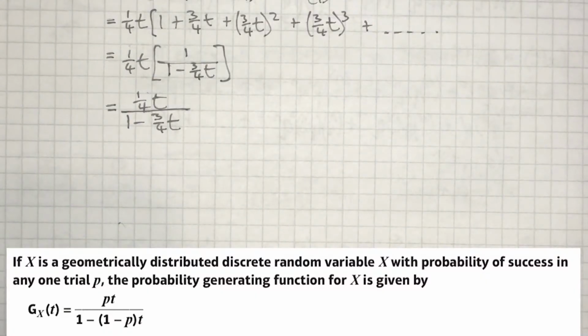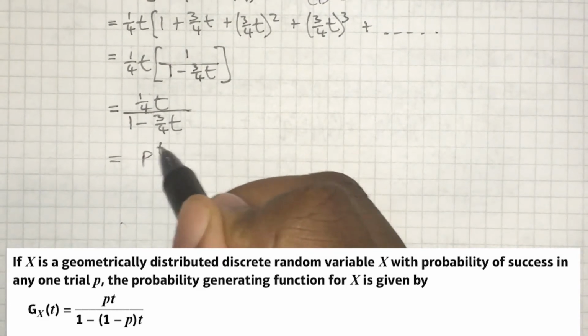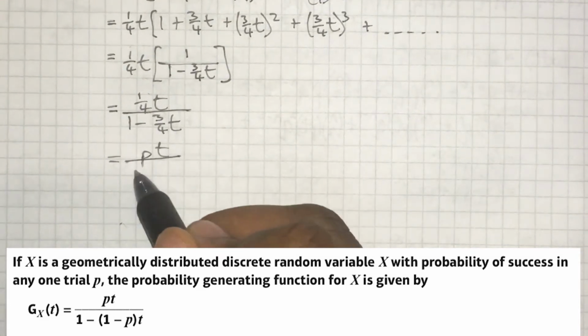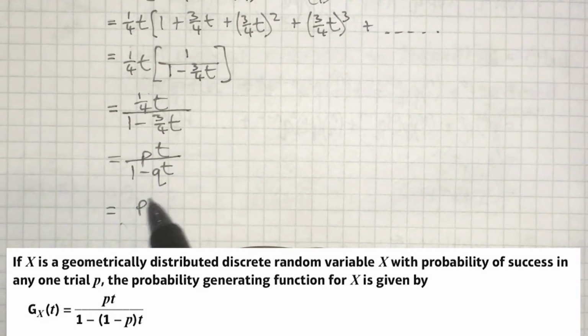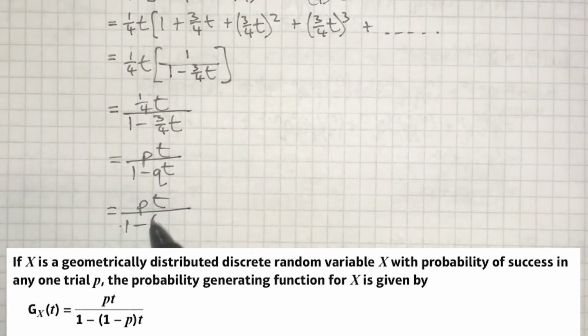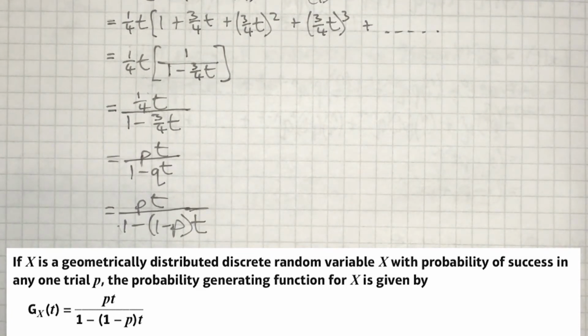And from here, we're going to try and see if we can get the form we were asked for in the question. Well, the probability of success was 1/4, so I can swap that for p. And the probability of failure was 3/4, so I can swap that for q. But just like I've said before, we'll try and get everything in terms of p, so the q swaps out for 1 minus p. And as complicated as this looks, we got there through those sequential steps.